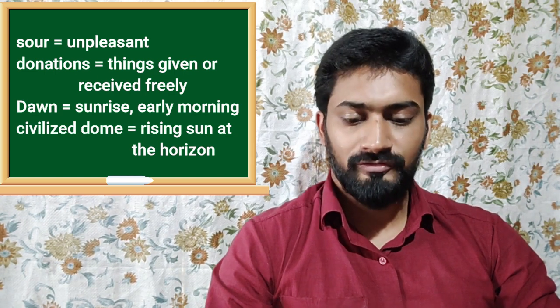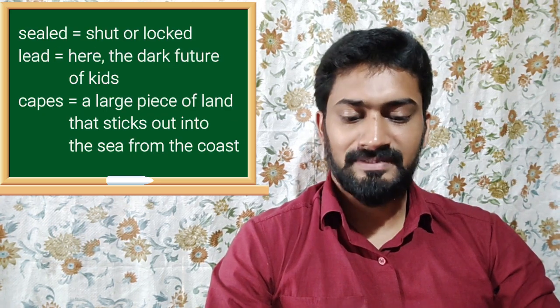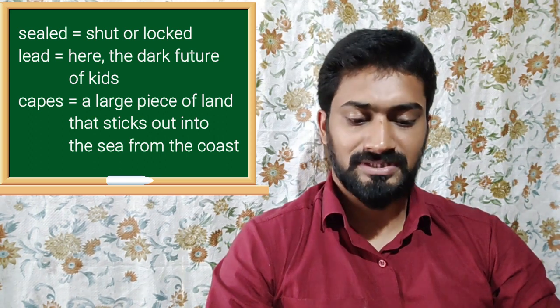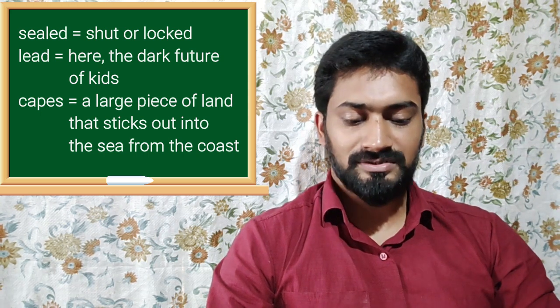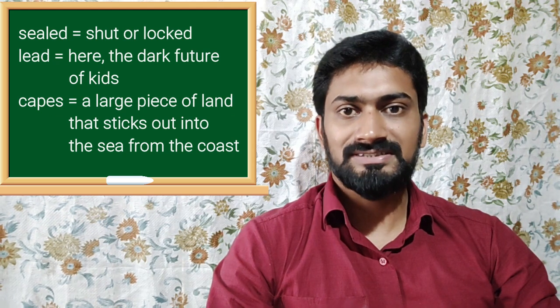Tyrolese Valley is a beautiful ice-free valley in Australia. Sealed means shut or locked. Lead here means a dark future. Capes means a large piece of land that sticks out into the sea from the coast. These are some of the words that you will see there.